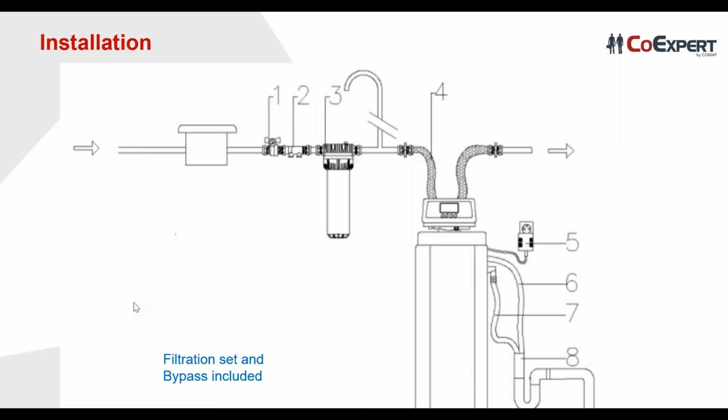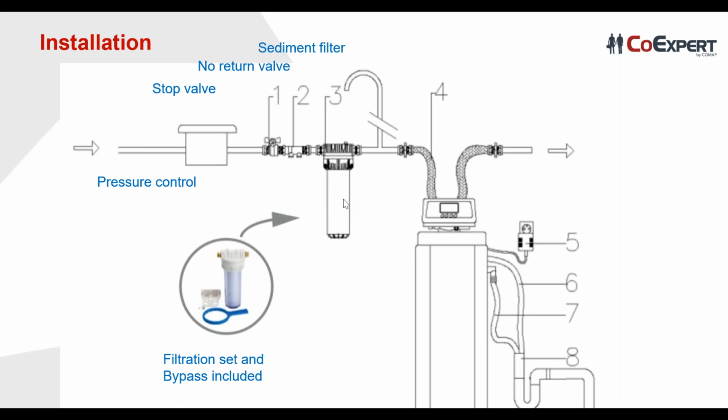Okay, for this part, now a word about the installation, the commissioning, and the maintenance. So for the installation, first, here we are at the entrance of the individual house. So that's the tap water network. First, it's necessary to have a pressure control in order to not have a pressure higher than 3 bar in the softener. A stop valve, a no return valve in order to avoid pollution of the city network. A filter here in order to filter sediments, and there is also a bypass included in the package with the softener.